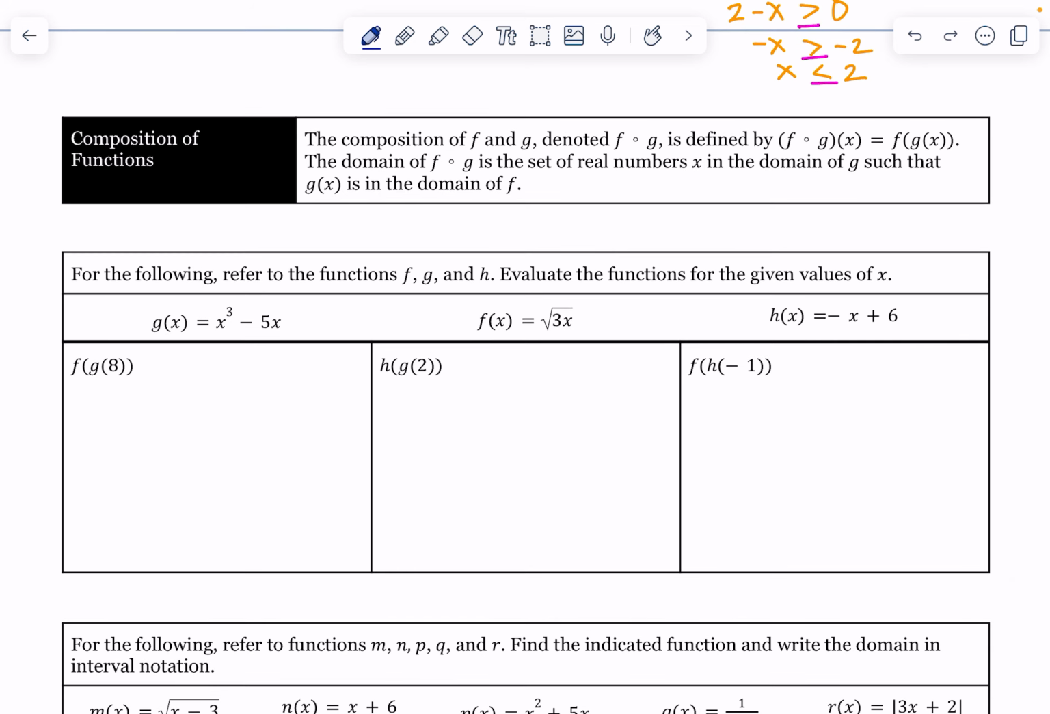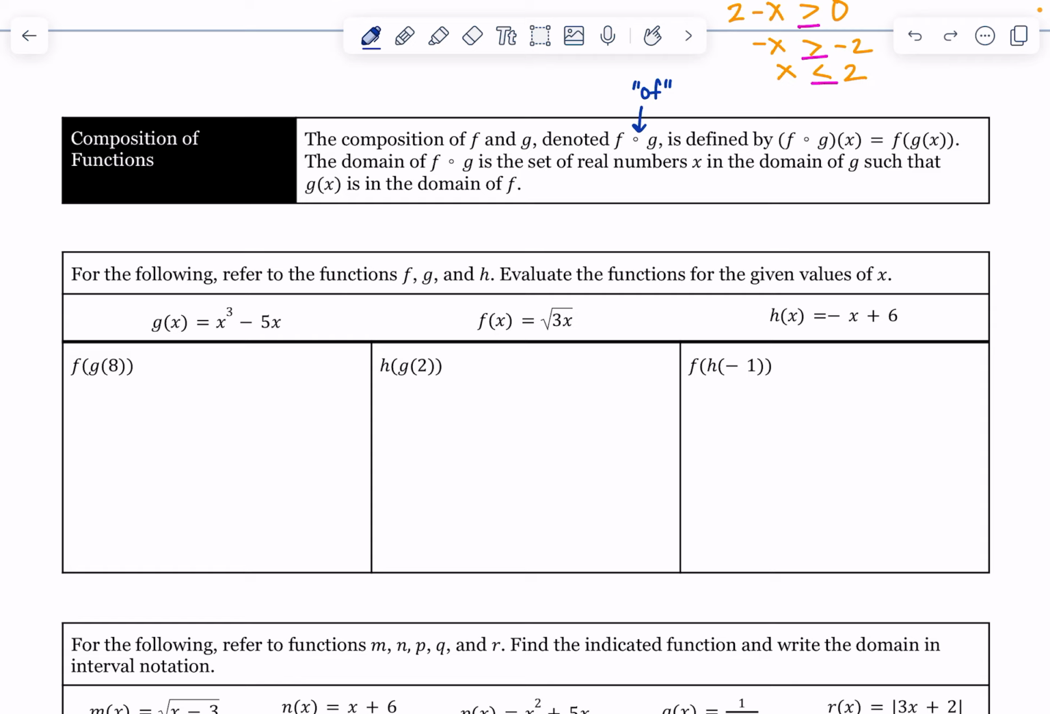It says the composition of f and g, denoted by f of g, is defined by f of g of x. So this is kind of like, I'll write that. It's like f of g equals f of g of x. So it's kind of like you put g inside of f. Okay. The domain of f of g of x is a set of numbers x in the domain of g, such that g of x is in the domain of f. So it's a little confusing, but once we do a couple examples, I think it'll click.